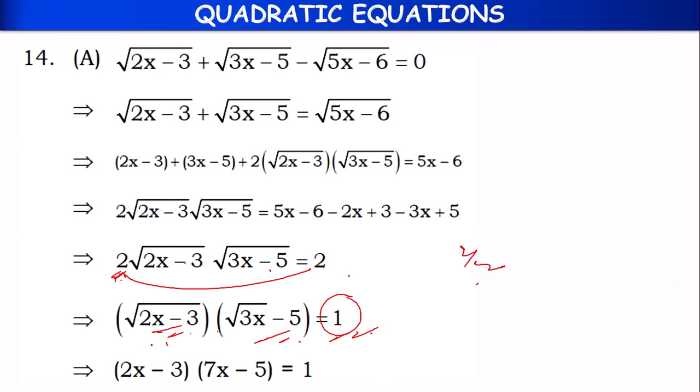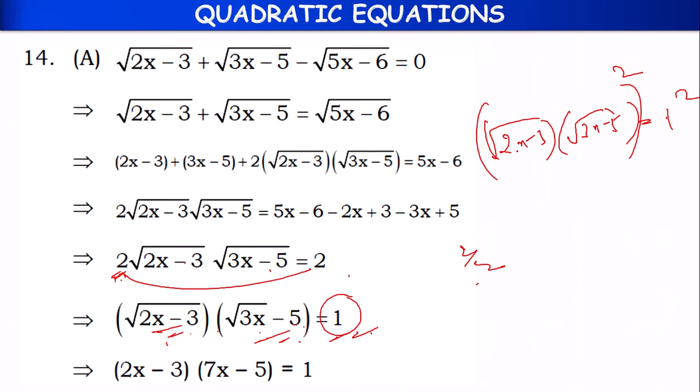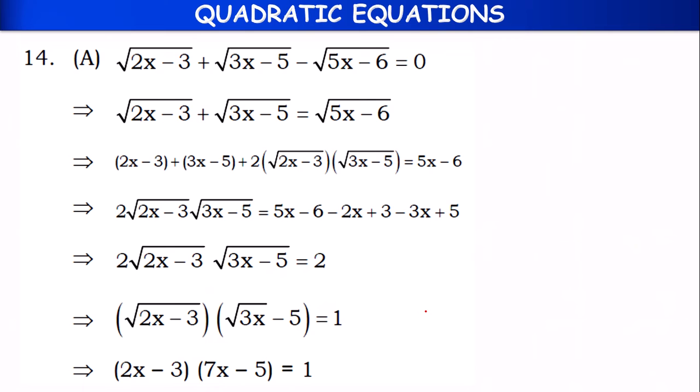Again, if we square on both sides, we get root of 2x minus 3 into root of 3x minus 5 whole square equal to 1 square. As we have a product on the LHS, when we keep the whole square for the product, a square will come for the first term and a square will come for the second one also. Square root gets cancelled, that is 2x minus 3. Square root gets cancelled, that is 3x minus 5, equal to 1. This we are getting.